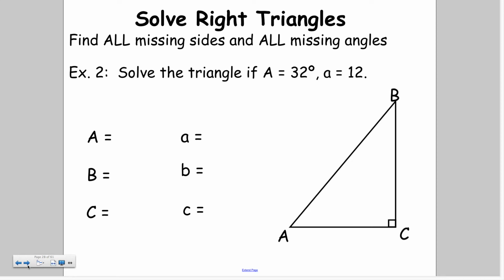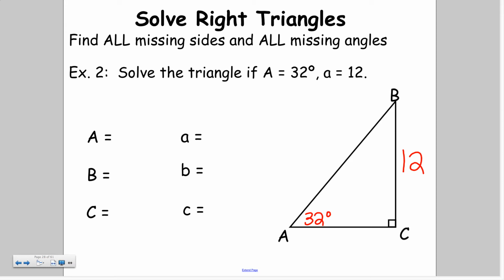So we're given angle A is 32 degrees, and side A is 12. So if you notice, in both of these 2 problems, you're given 2 angles and 1 side. The second angle comes from that 90 degrees. So these are 2 angles and 1 side.